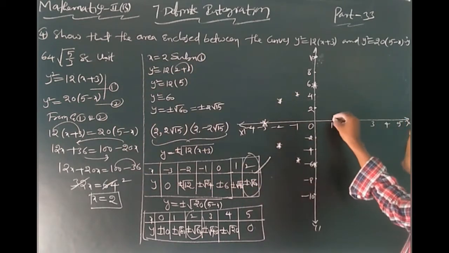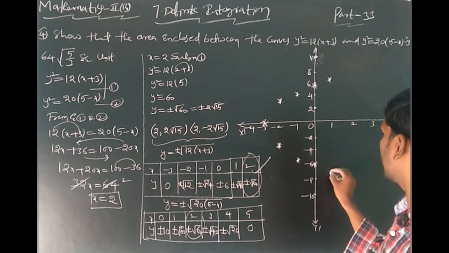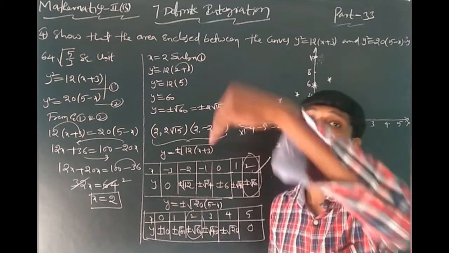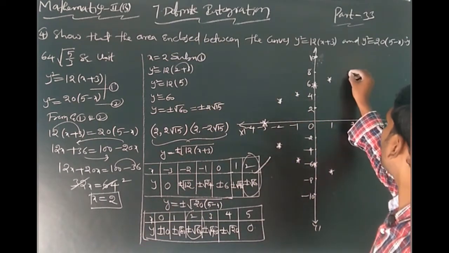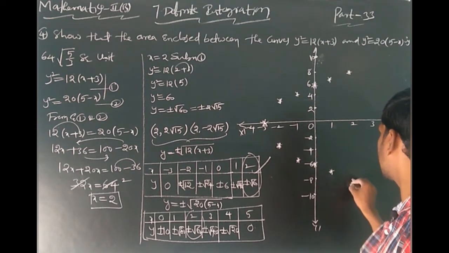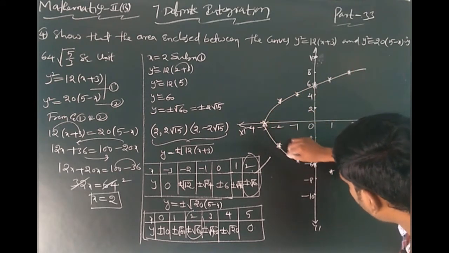Square root of 48 is what? Approximately 7. Here also it will be approximately 7. Next, 2 approximately square root of 64, that is approximately 8. Here also 2 approximately 8. This is the first curve.